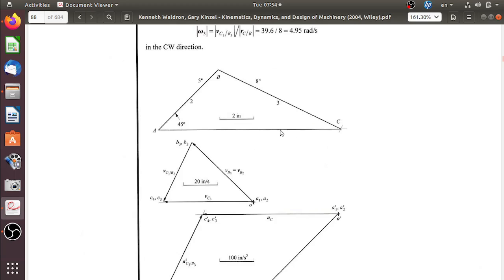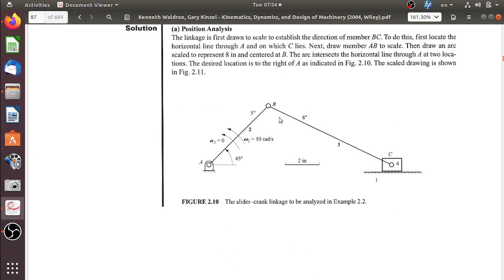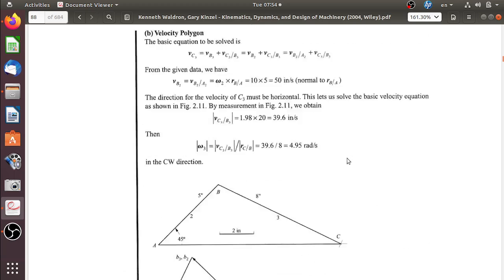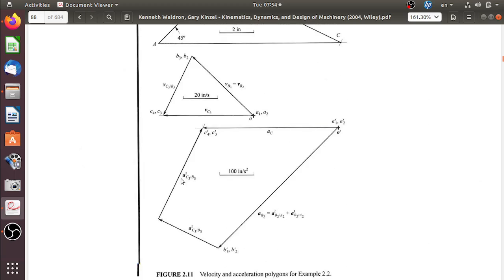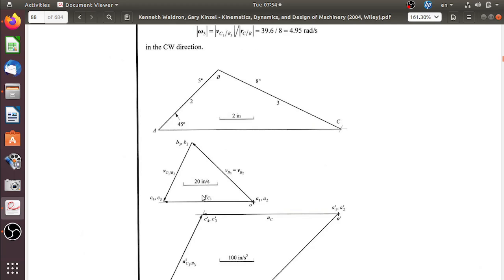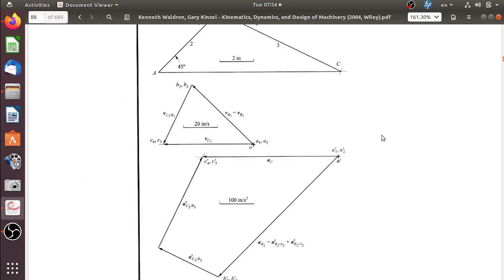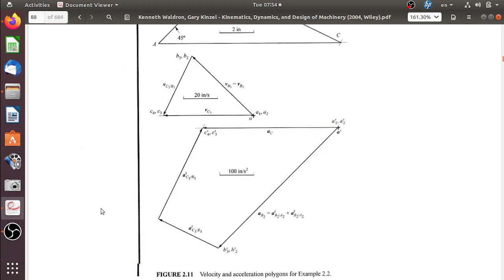Now if you want to know the angular acceleration of this link, which is also known as the connecting rod, we know the formula. We take the magnitude of the tangential component of acceleration and divide that by the distance BC, and that provides the angular acceleration of link 3. That's how we construct our acceleration diagram, and we extract the acceleration of each and every point in the links as well as the angular accelerations. Thank you.